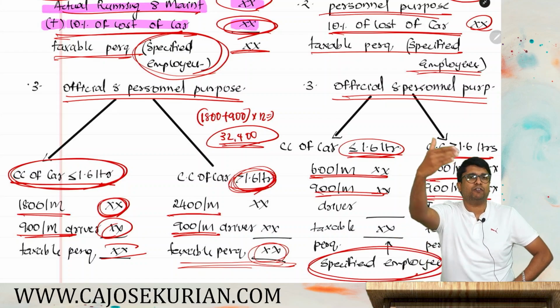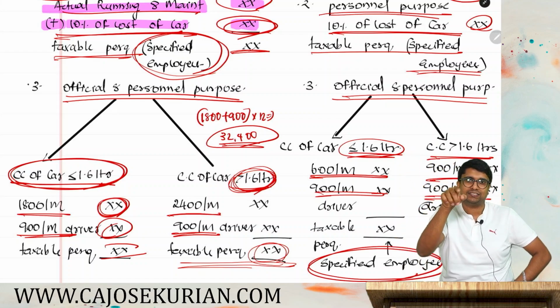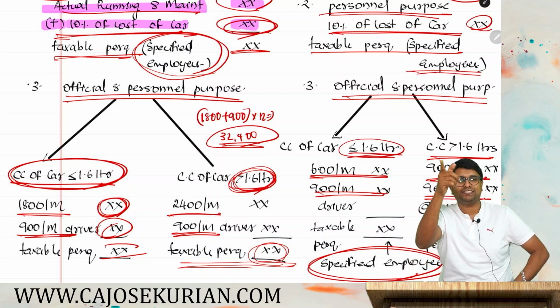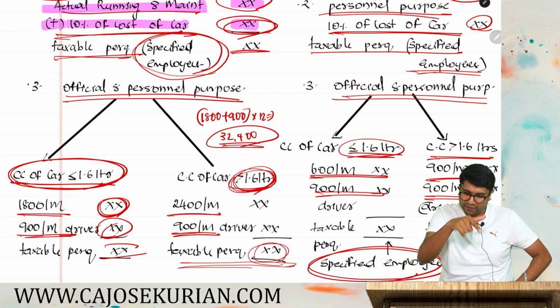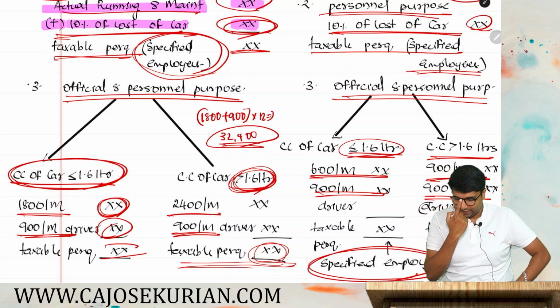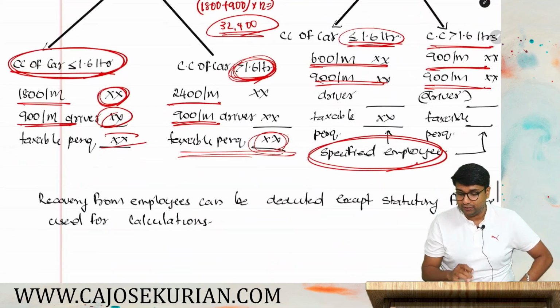Cubic capacity more than 1.6, 900 per month. Driver is there, additional 900 per month. Cubic capacity less than or equal to 1.6, 600 per month. Driver is there, additional 900 per month. This is how you have to tax the value of perquisite.